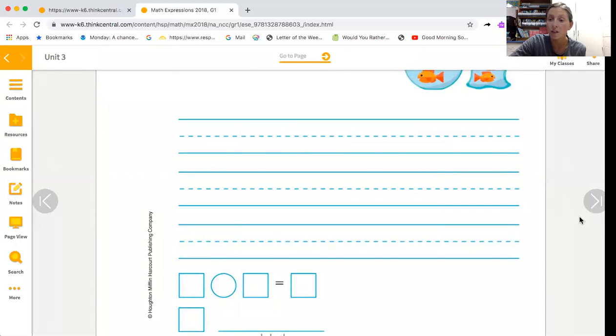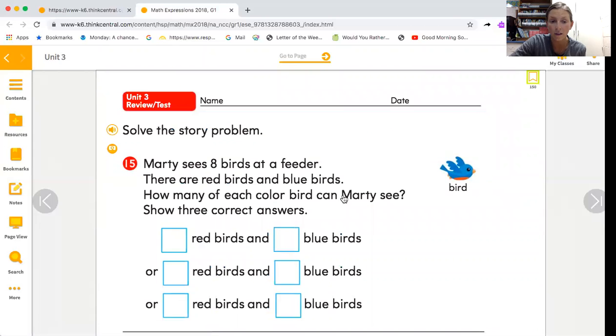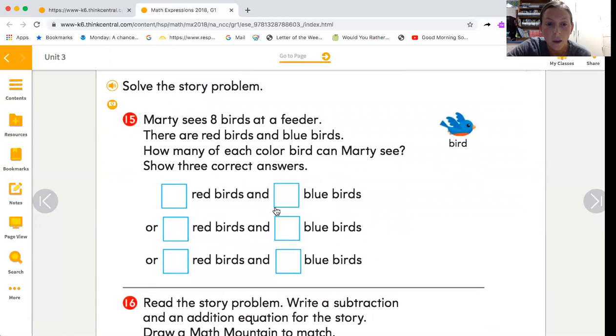All right, we are going to turn the page again. We are almost done. Hang in there. All right, on problem 15, it says, Marty sees 8 birds at a feeder. There are red birds and blue birds. How many of each colored bird can Marty see? Show 3 correct answers.